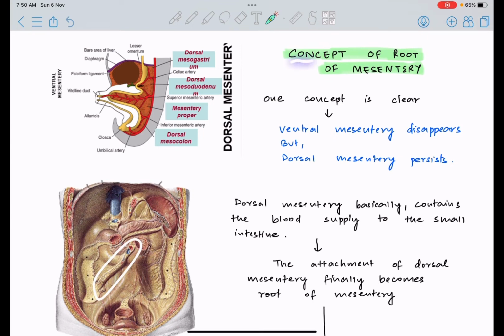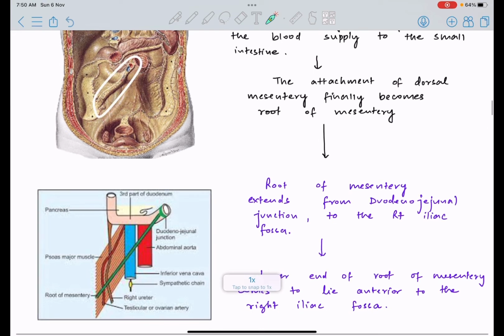Next, we come to the concept of the root of mesentery. One concept is very clear: the ventral mesentery will disappear and the dorsal mesentery will persist. The dorsal mesentery basically contains the blood supply to the small intestine. The attachment of the dorsal mesentery eventually becomes the root of mesentery. The root of the mesentery extends from the duodenojejunal junction over here to the right iliac fossa. The lower end of the root of mesentery comes to lie anterior to the right iliac fossa.